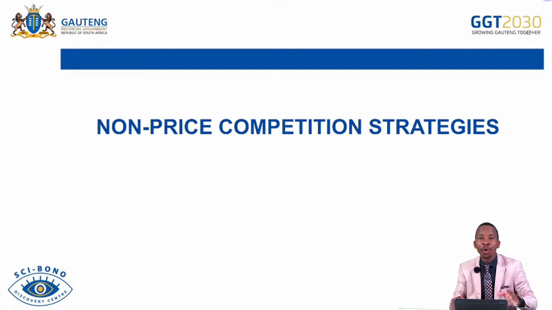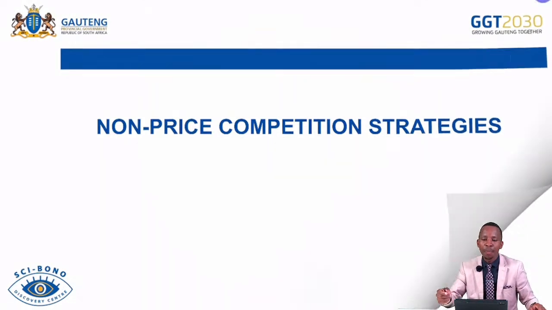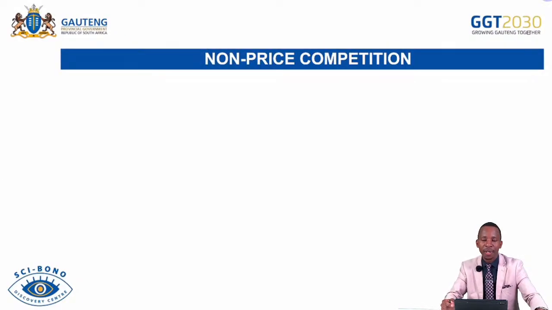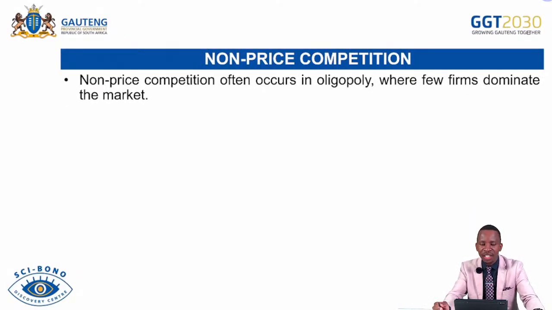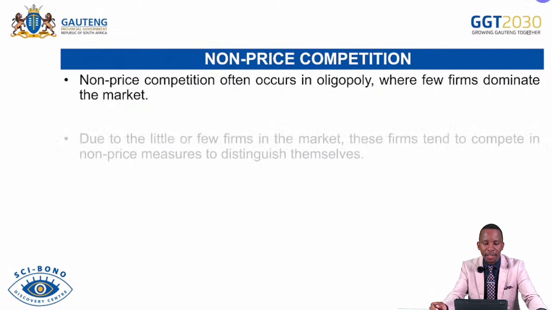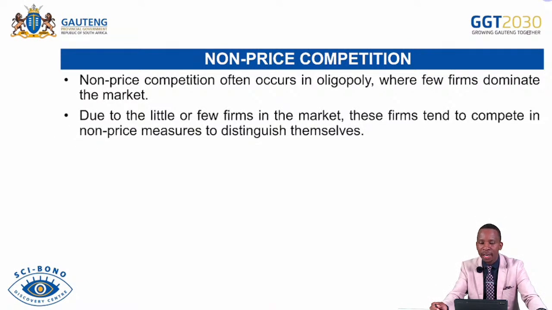So as they compete, they will always compete using other strategies that are known as non-price competition strategies. That means they don't compete over the price, but they use other strategies to compete. So non-price competition strategies often occur in oligopoly, where few firms dominate the market. So they decide to form a collusion together and compete over strategies other than price. Due to the few firms in the market, these firms tend to compete in non-price measures to distinguish themselves. So they don't use the price, only non-price measures can distinguish themselves, even their profits.